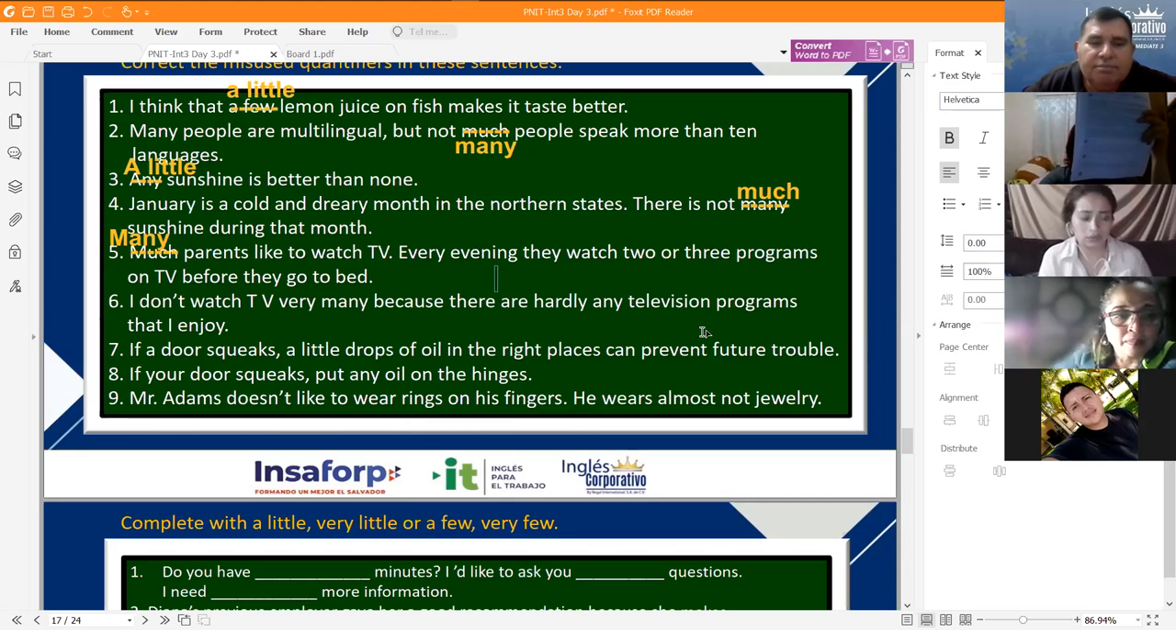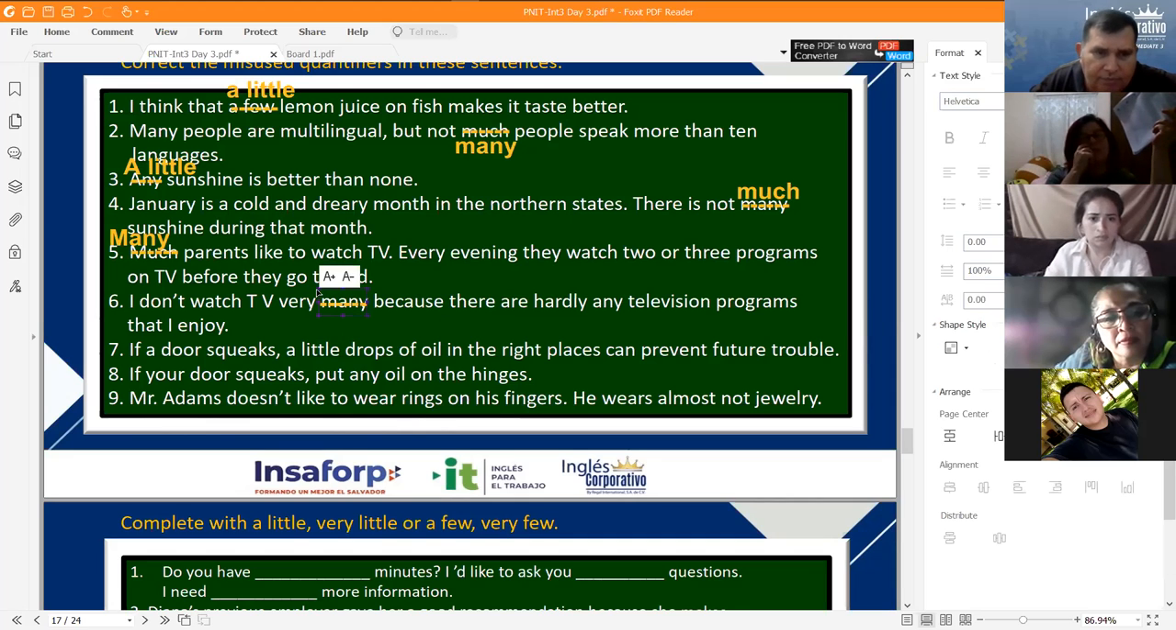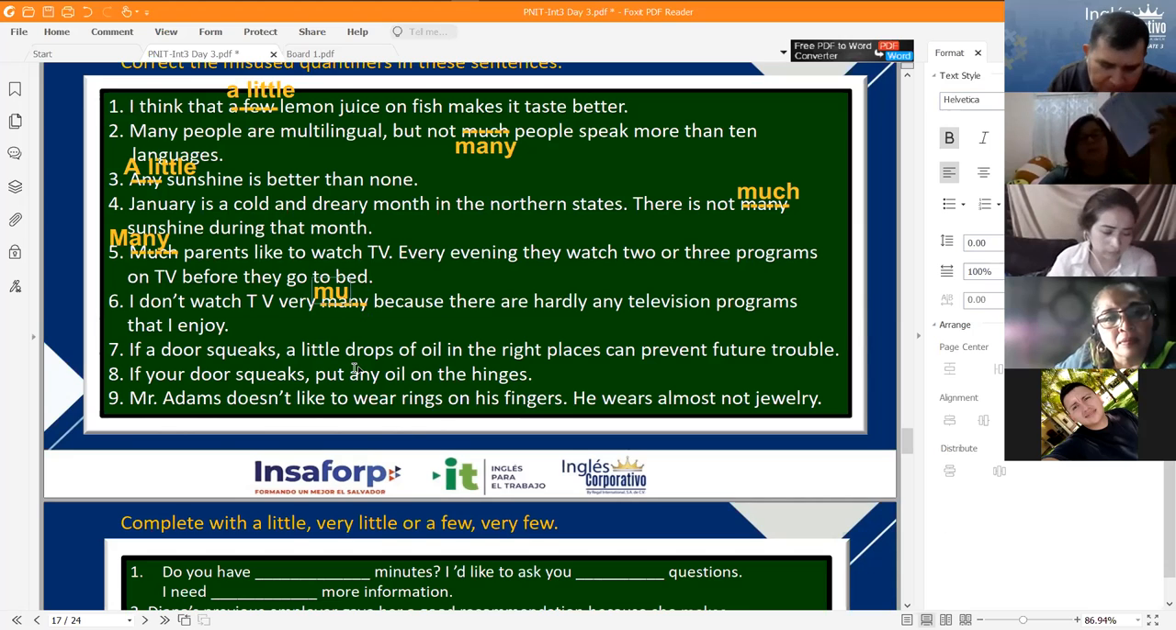It's an activity, so we say I sleep a lot, I eat a lot, okay, but in this case, we're using very. So you can say, I sleep very much, I eat very much. So what do we say? I don't watch TV very much because there are hardly any television programs that I enjoy.